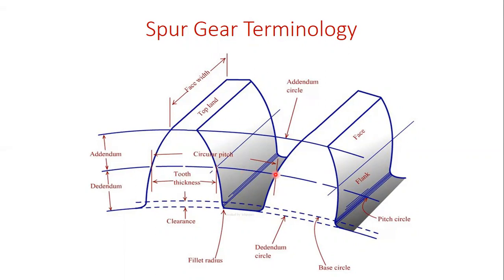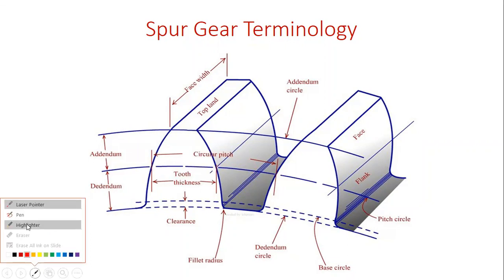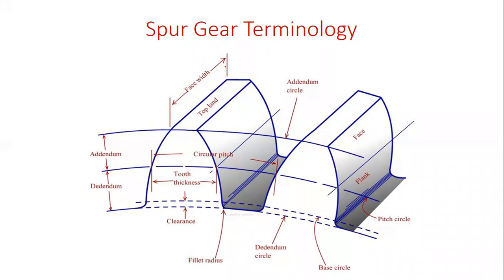It is the distance measured along the circumference of the pitch circle from a point on one tooth to the corresponding point on the adjacent tooth, and it is going to be denoted by PC. The formula used to find the circular pitch is PC equal to pi into m, that is module. In the next part, I will tell you what we mean by this module, where m is nothing but module.